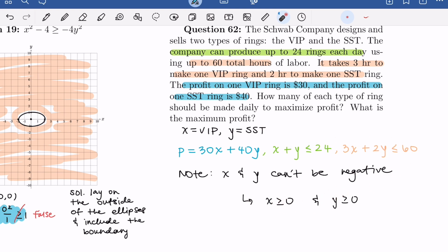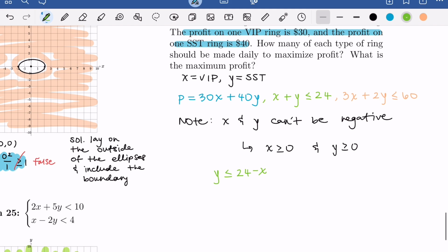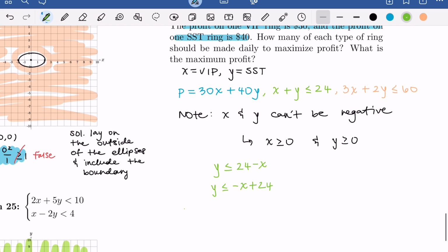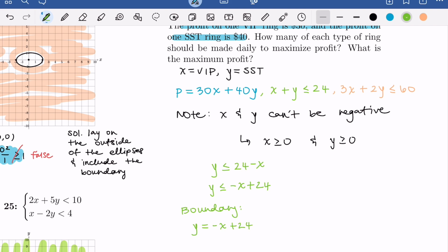Now, in order to do so, for the first 2 inequalities, let's try to write this in a nicer form. I'm going to write this in mx plus b form. For this first inequality, we have x plus y is less than or equal to 24. If I subtract x on both sides, I get y is less than or equal to 24 minus x. Writing this in mx plus b form, y is less than or equal to minus x plus 24. This equation is going to be our boundary, so our boundary is y equals minus x plus 24. So what we're going to do is graph this line here.